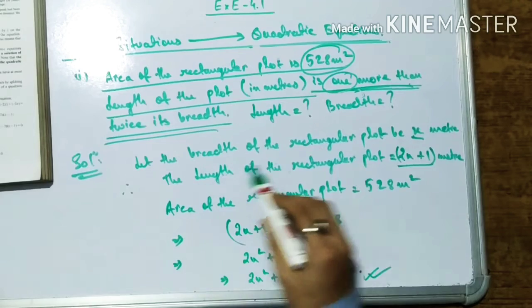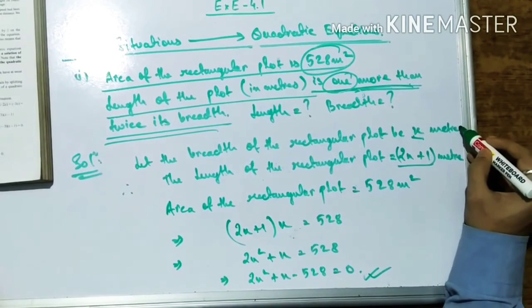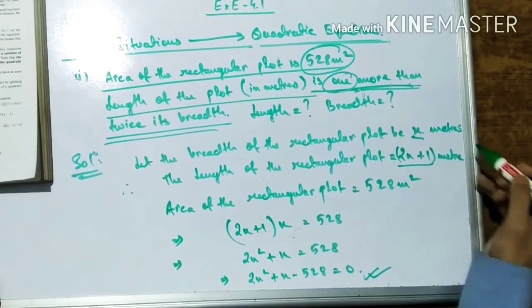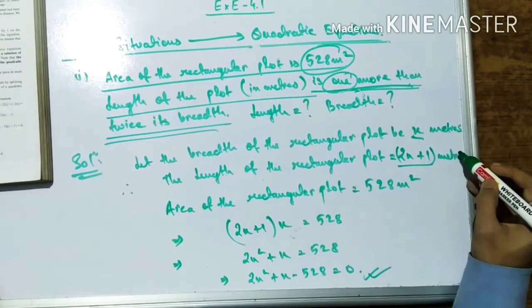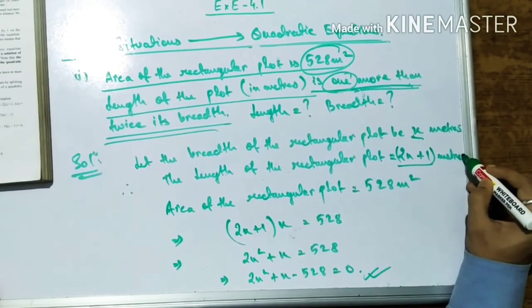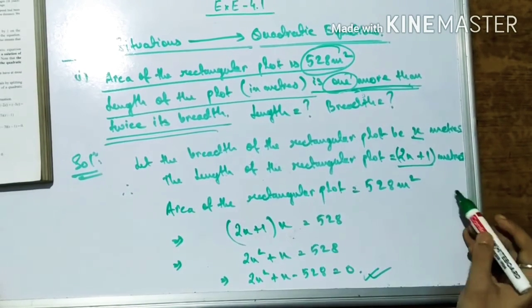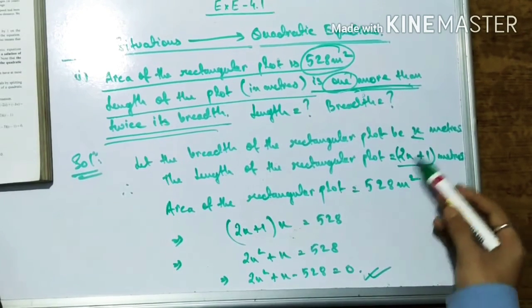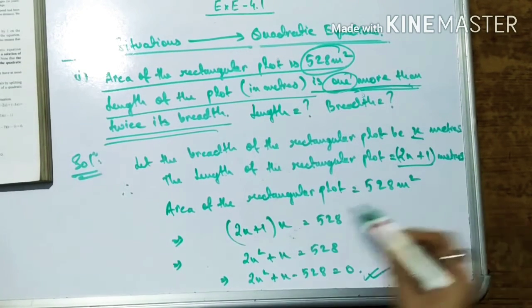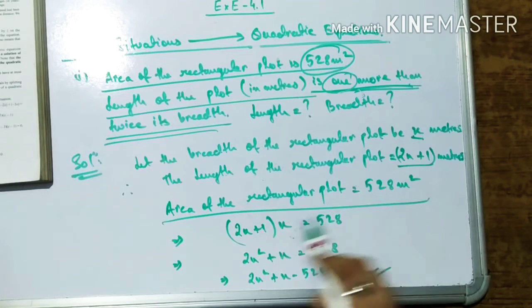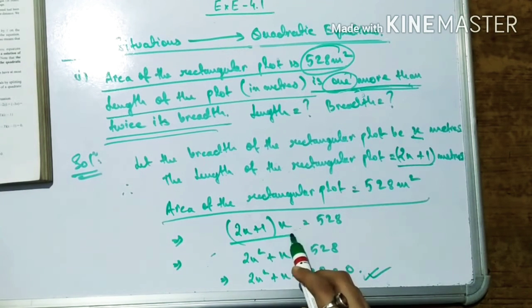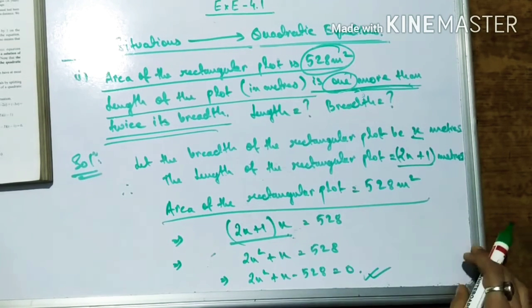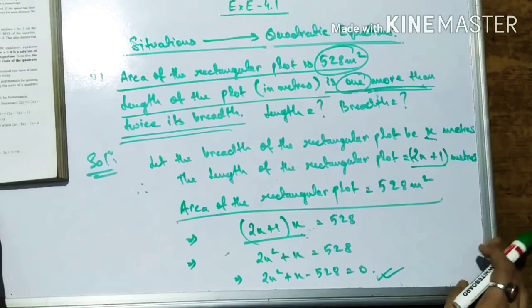One more thing: let the breadth of the rectangular plot be x meters, write meters in plural, and the length of the rectangular plot 2x plus 1 meters. The area formula is length into breadth, which is 2x plus 1 into x. You multiply it and bring it to the left hand side. Ultimately this is the quadratic equation I will get. Understand? It is very easy, not hard.